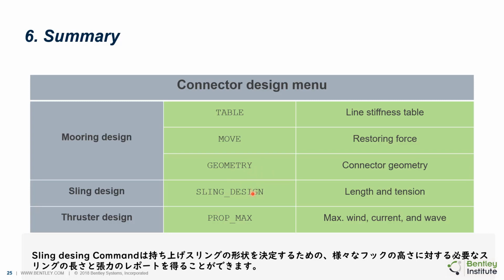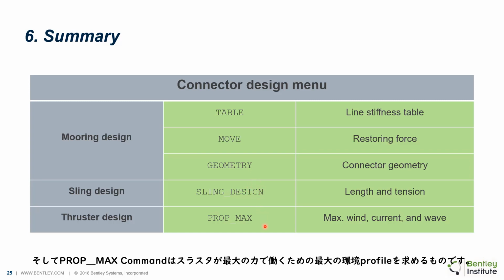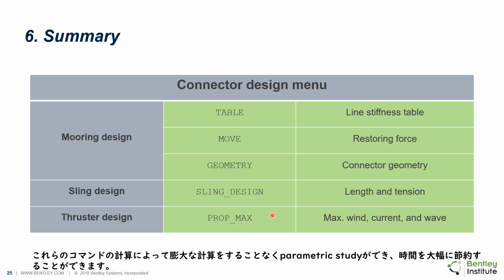As for the sling design command, we can get the report of needed sling length and the tension against various hook elevations so that we can determine the configuration of lifting slings. And this propmax command returns the maximum environment profile to make one thruster exert maximum. All the calculation of these commands allows us to do the parametric study without heavy calculation. I mean, we can save much time.